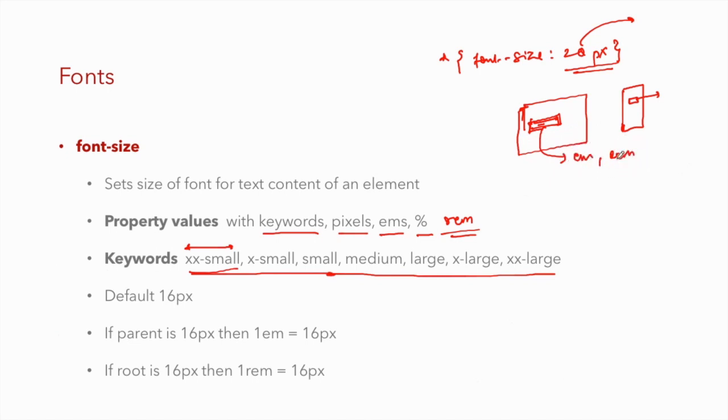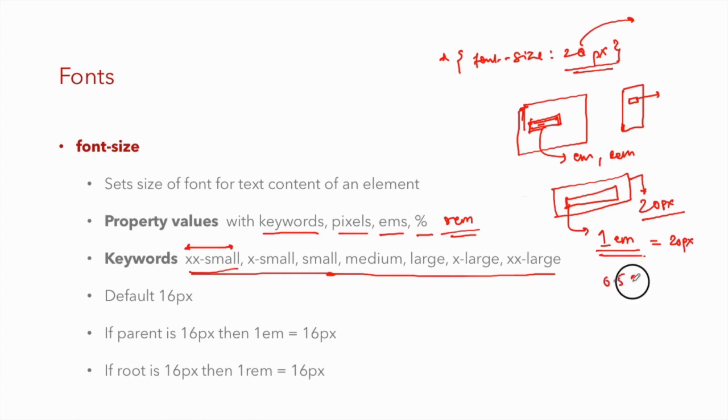What EM or REM is doing: assume we have one parent element to which I have set the size to, let's say, 20 pixels, and then you have a child element. When I specify one EM to this child element, one EM is relative to the size of your parent. So if this is 20 pixels, one EM is equal to 20 pixels. When I say 0.5 EM, that is equal to 10 pixels. So the font size of the child element depends on the parent element.